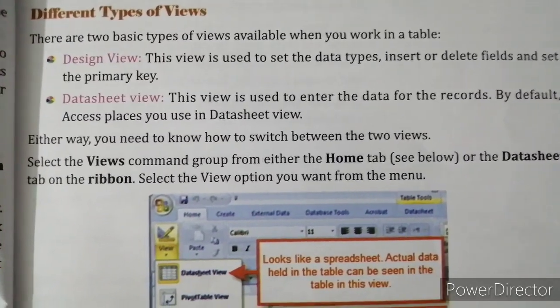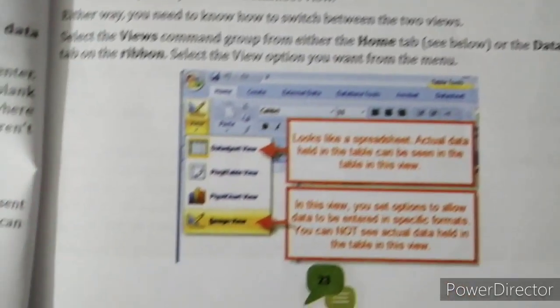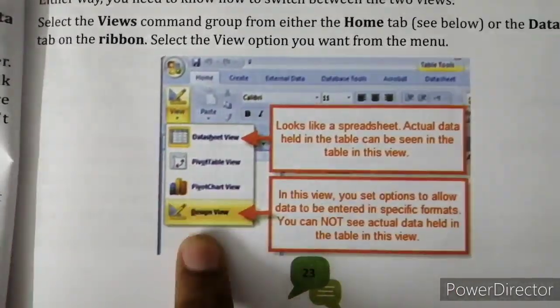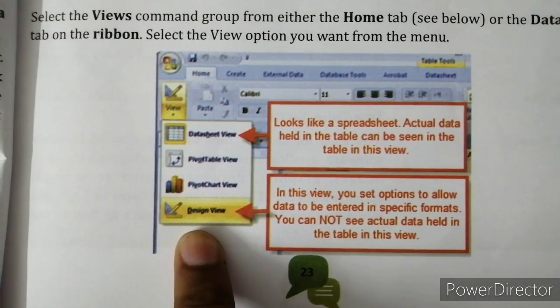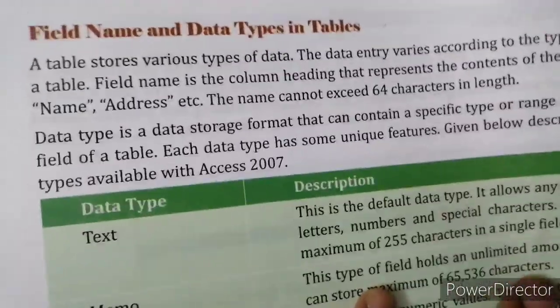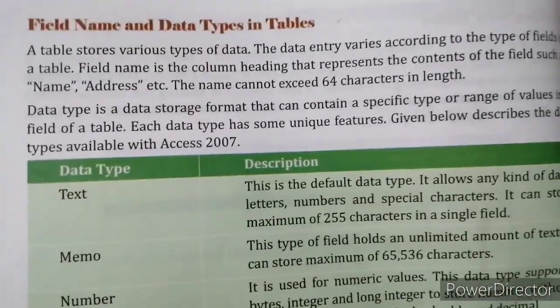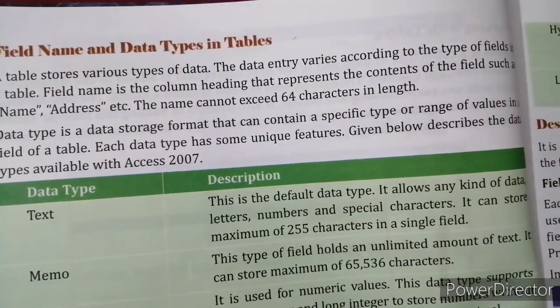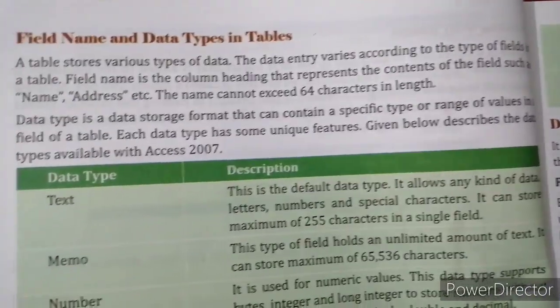On the ribbon, select the view option you want from the menu. See, from the view option, select design view or datasheet view as you want. Now coming to the next part, that is field name and data types in tables. A table stores various data types. The data entry varies according to the types of the fields in a table.